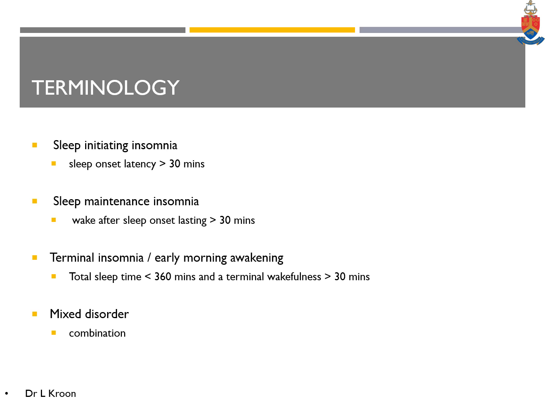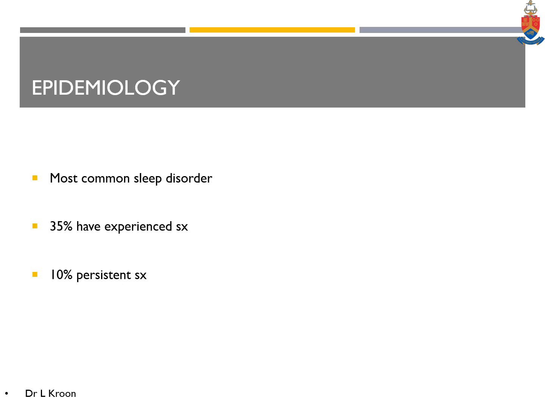And then terminal insomnia occurs when there are early morning awakenings and a person has slept for less than 6 hours, but then wakes up before they need to or want to wake up, and then they stay awake for more than 30 minutes at a time. You can also have a combination of these symptoms. Depression is associated with terminal insomnia. So insomnia is probably the most common sleep disorder, with about 10% of people having persistent symptoms and about 55% of people having experienced insomnia at some point in their lives.